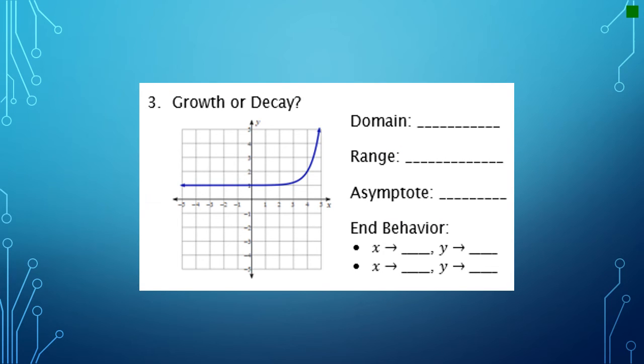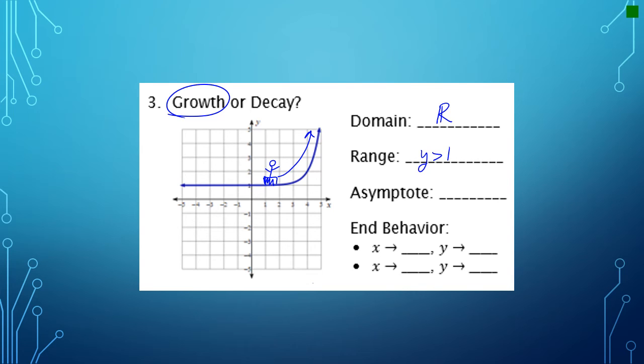Last question like this one. So remember, imagine that you're on a little roller coaster. If you were on this roller coaster and you went to the right, you would be going up. So this graph represents growth. The domain will be all real numbers, just like the rest of them. The range is going to be everything greater than +1.